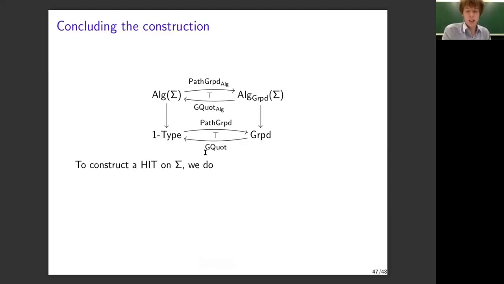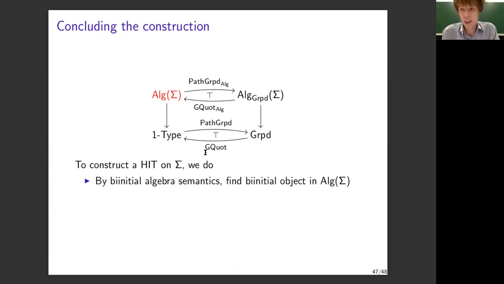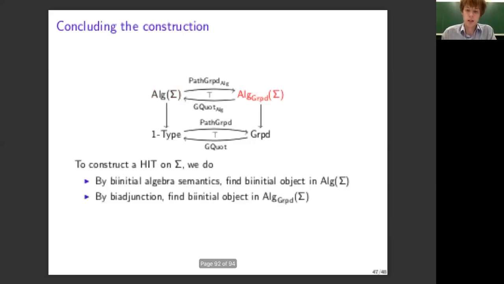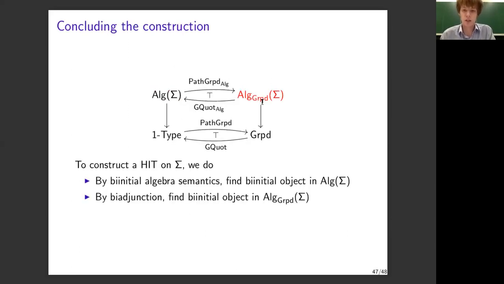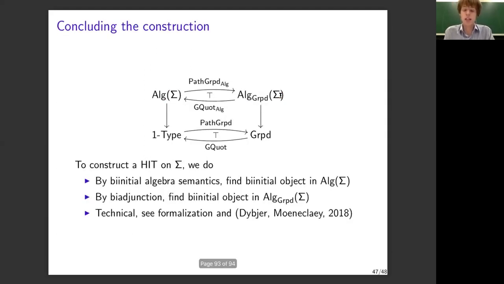So let us briefly conclude this argument. How we will construct a higher inductive type in one-types is the same way as in the set-truncated case. Using bi-initial algebra semantics, it is sufficient to find the bi-initial algebra in this one. By bi-adjunction, it is sufficient to find a bi-initial algebra in this one. And this is something you can do directly. You can construct the bi-initial algebra here directly.